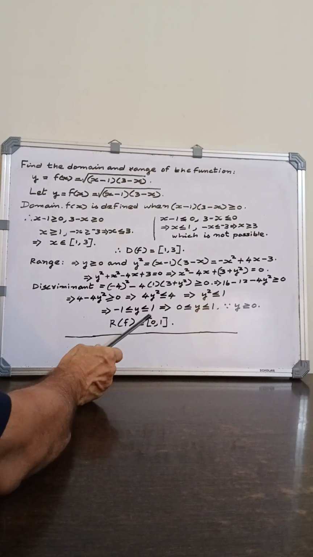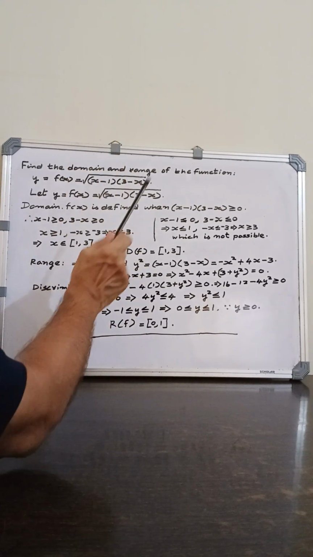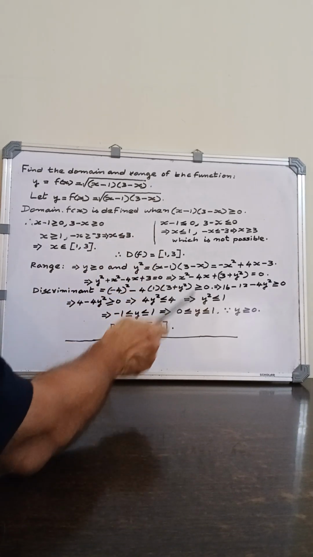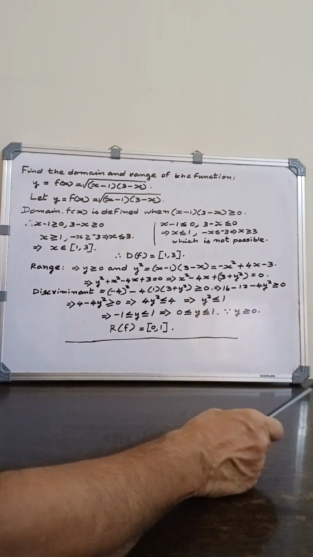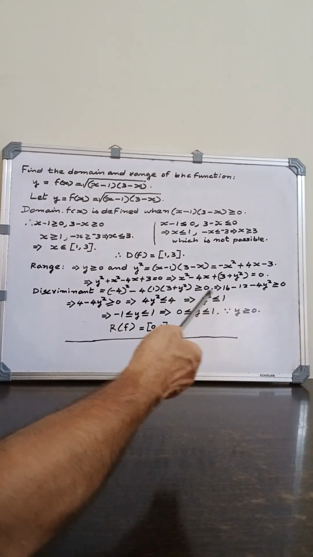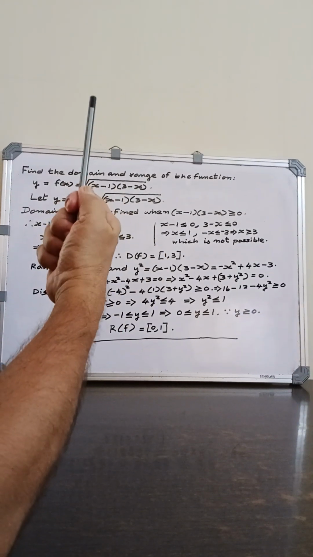That is, from this we can conclude the domain of the function is the closed interval 1 to 3 and the range of the function is the closed interval 0 to 1. I hope everyone knows the correct answer now.